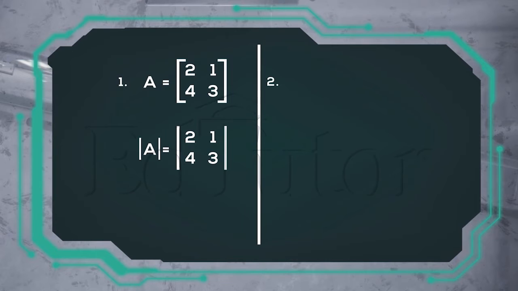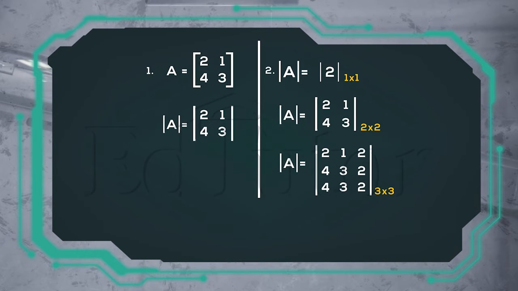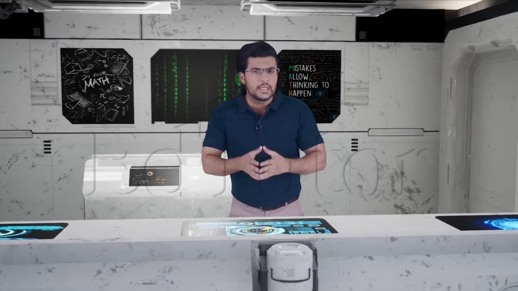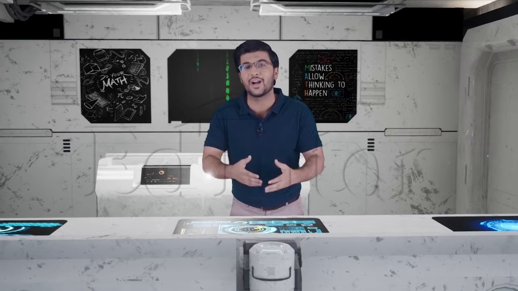Point number 2. The determinant can only be calculated for a square matrix such as 1 by 1, 2 by 2, 3 by 3 and so on. Lastly, the result of a determinant is not a matrix but a scalar value which is unique for every individual matrix. This value has a variety of applications that we will cover in our upcoming lessons.